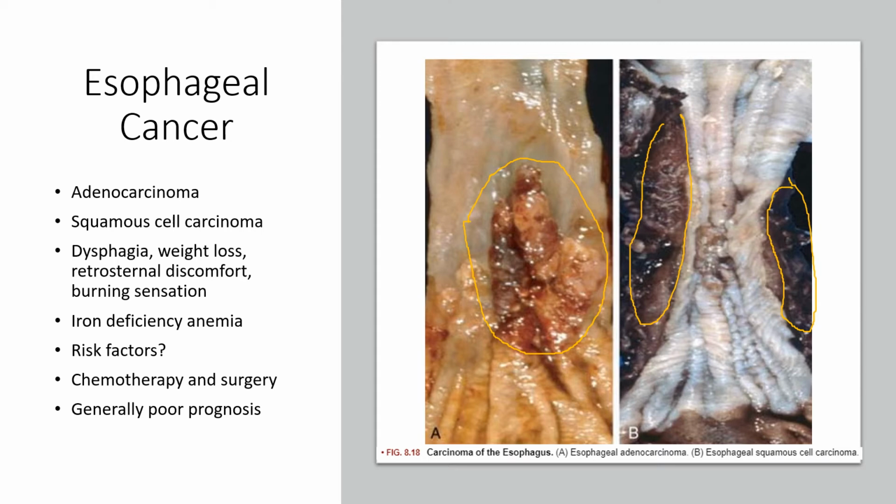Esophageal cancer can be treated with chemotherapy and surgery, but there is a relatively poor prognosis because esophageal cancer of both types has a high tendency for metastatic potential, even in the early stages. So the overall 5-year survival rate is actually less than 20%.